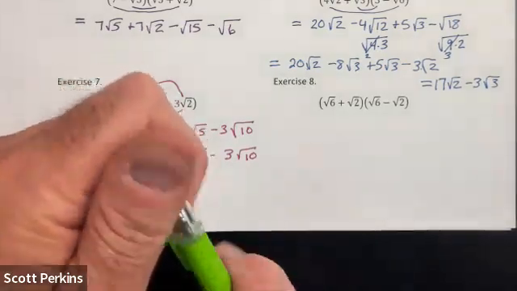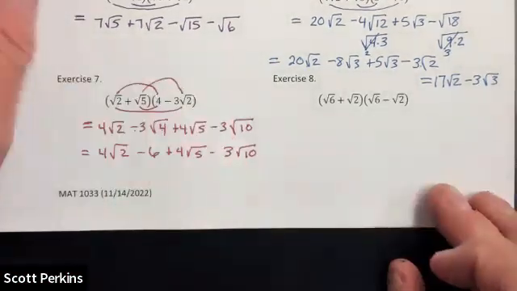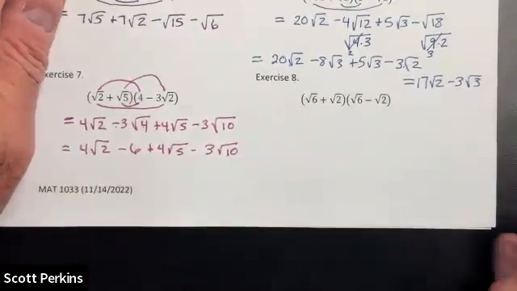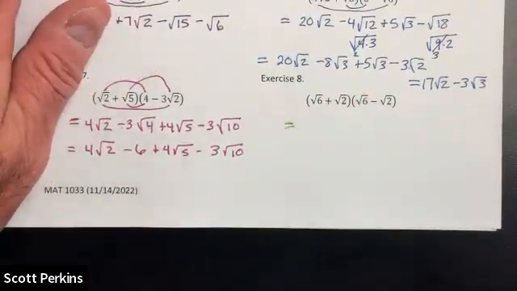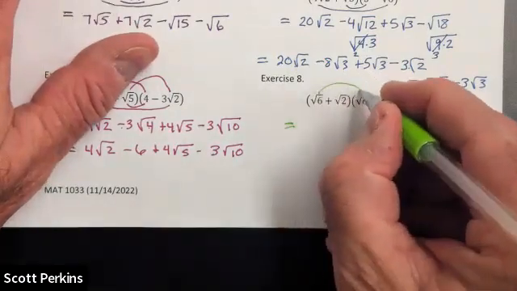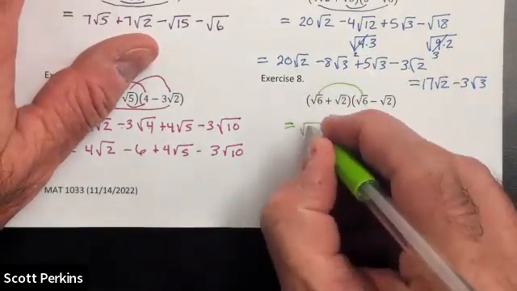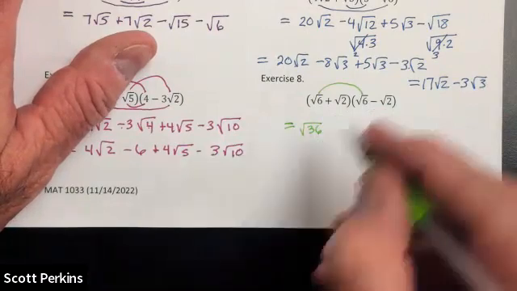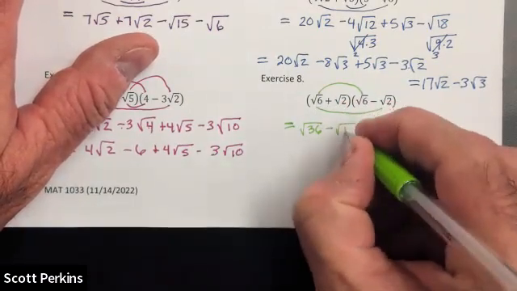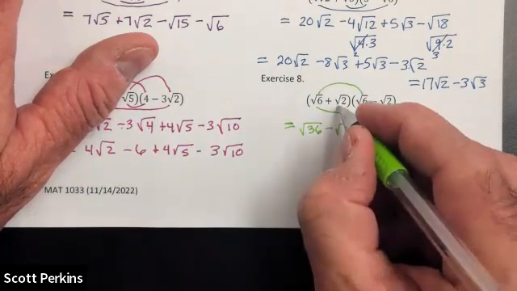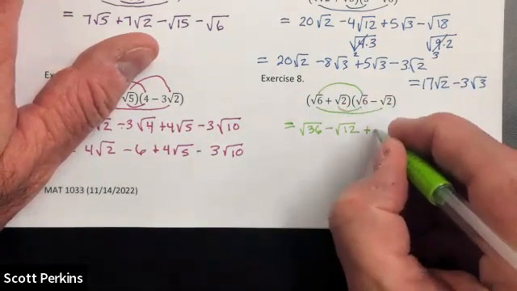All right, so I'm going to begin my foiling journey here, and then we'll have a little simplifying. Then I've got a couple of things to say about this particular problem. There's a reason why I've given it. So here you go. My firsts, the square root of 6 times the square root of 6, that's the square root of 36. My outers, the square root of 6 times negative square root of 2, that's negative square root of 12. My inners, square root of 2 times square root of 6, that's positive square root of 12.